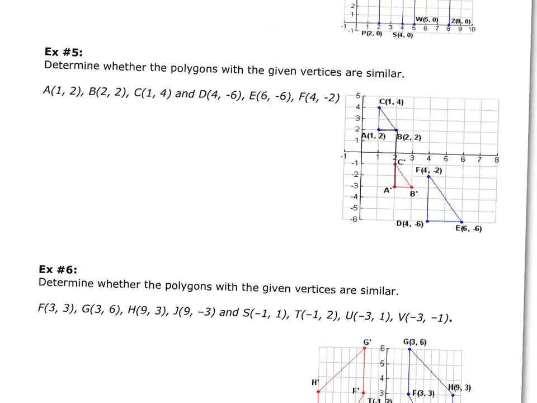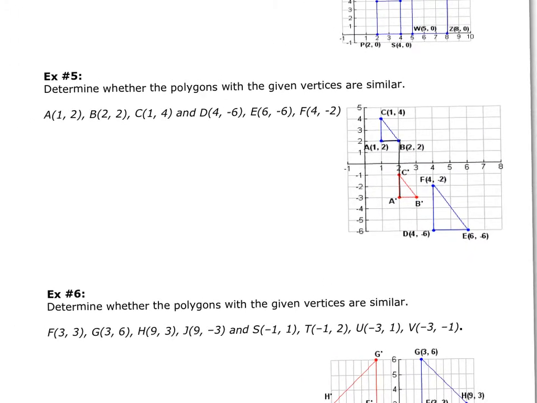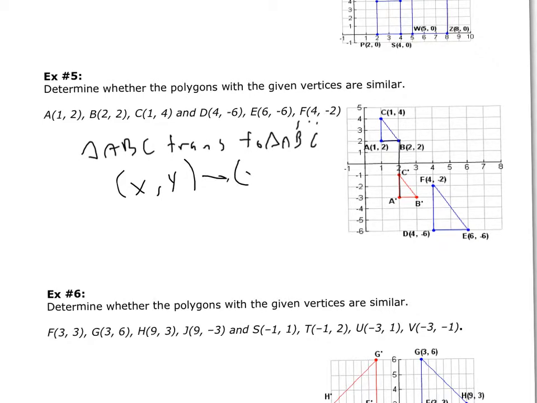To make the pattern, we know that triangle ABC is translated to triangle ABC prime by the rule x, y goes to x plus 1, y minus 5. And since each ordered pair is translated the same way, we're going to have similar triangles between ABC and ABC prime. Now we have to see if ABC prime is similar to DEF.